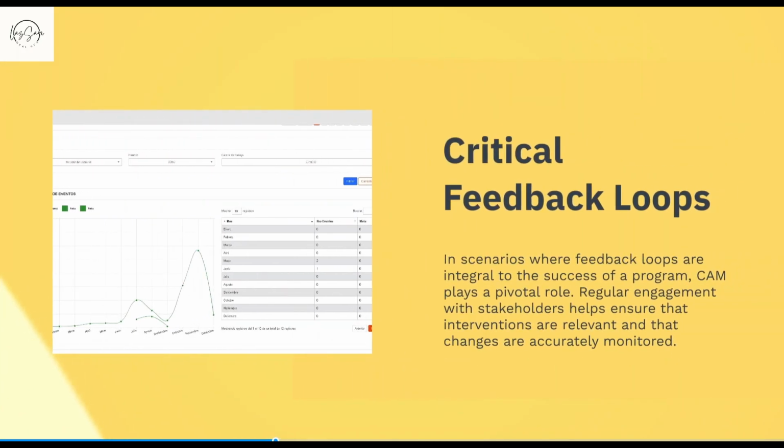Critical feedback loops. In scenarios where feedback loops are integral to the success of a program, CAM plays a pivotal role. Regular engagement with stakeholders helps ensure that interventions are relevant and that changes are accurately monitored.